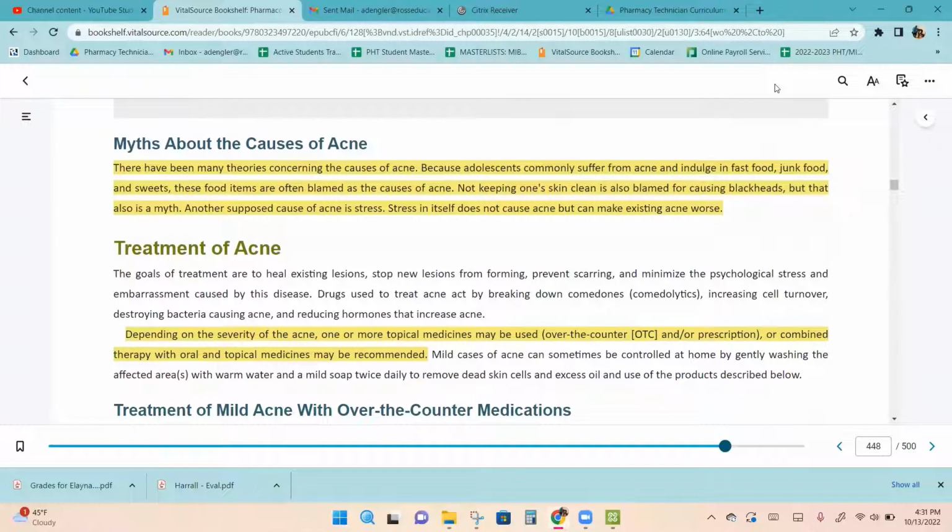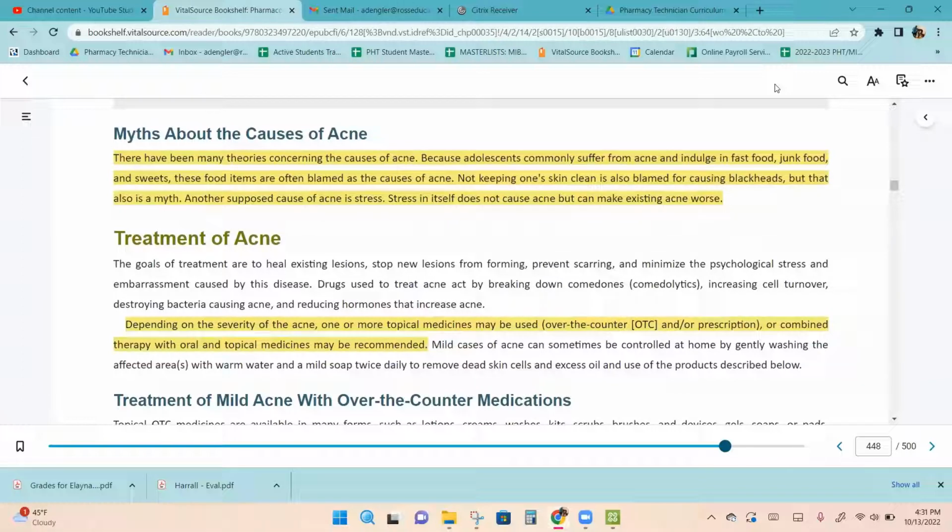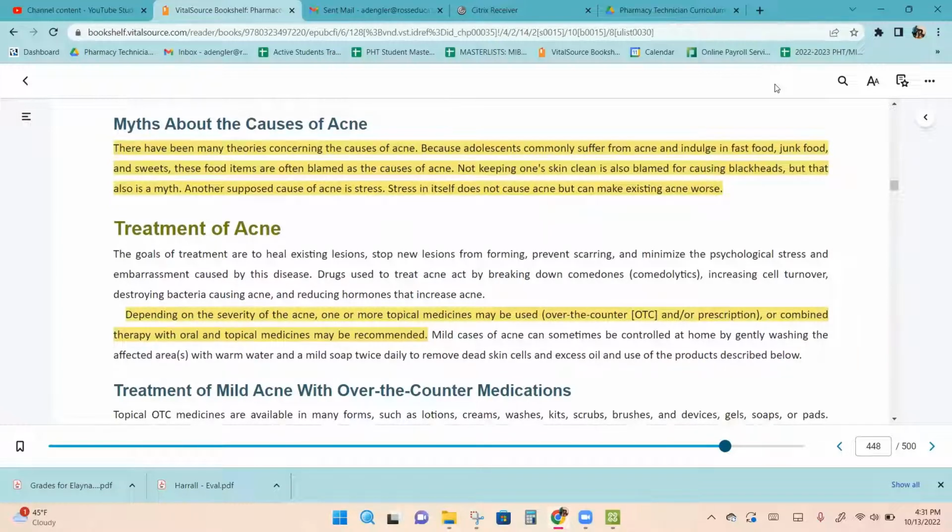There have been many theories concerning the cause of acne because adolescents commonly suffer from acne and indulge in fast food, junk food, and sweets. These food items are often blamed as the cause of acne. Not keeping one's skin clean is also blamed for causing blackheads, but that is also a myth.